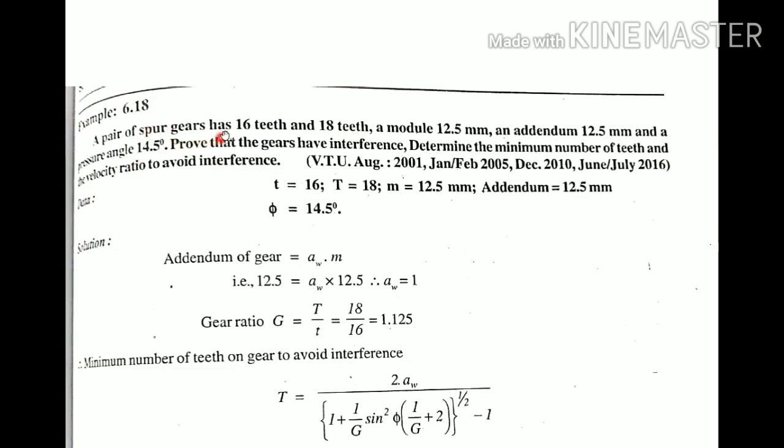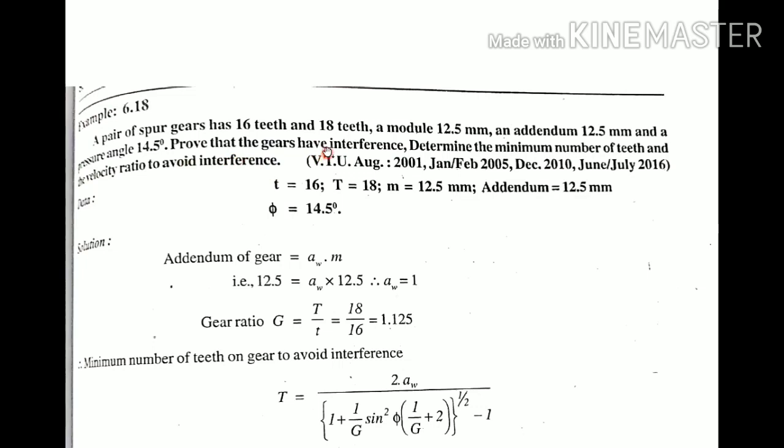A pair of spur gears has 16 teeth and 18 teeth. Module is 12.5 mm. Addendum is 12.5 mm. And the pressure angle is 14.5 degree. Prove that the gear has interference, determine the minimum number of teeth, and also the velocity ratio to avoid the interference.